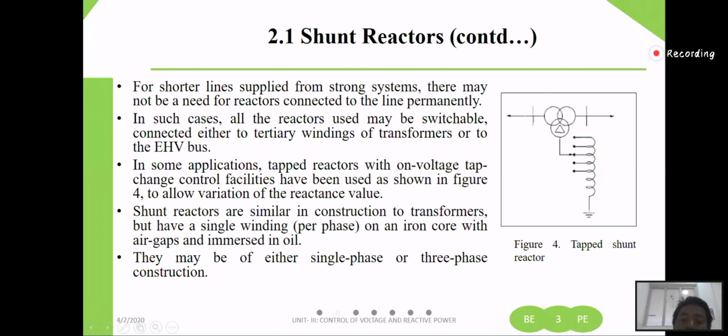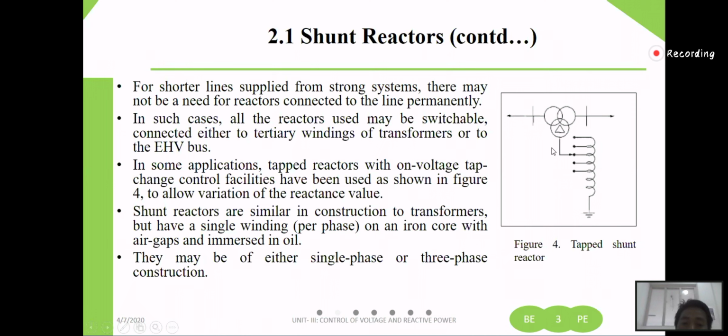Then somewhere it has been said that even for shorter lines we may require shunt reactors. There may not be a need for a reactor connected to the line permanently, but sometimes for a shorter line, less than 200 kilometers, we may require shunt reactors also. But in such a case we may not connect it permanently. The reactor might be switchable, which means you can use a circuit breaker: whenever required you switch on, and whenever not required you switch off, or connect it to a tertiary transformer as shown here.